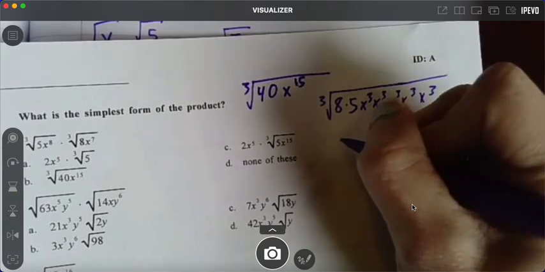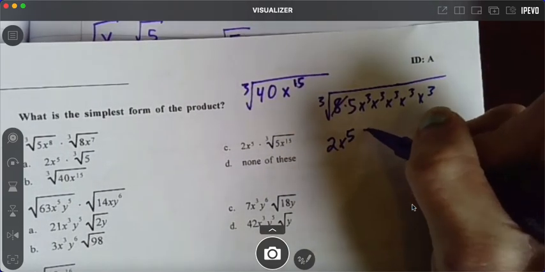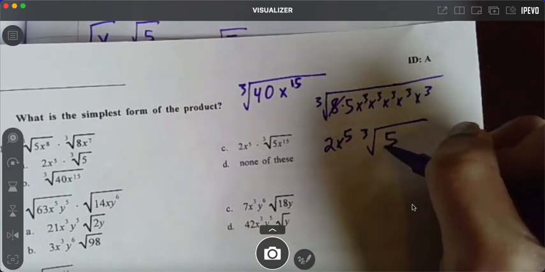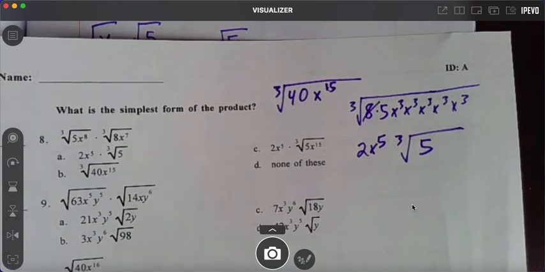So what's the cube root of 8? 2. Okay, and then I said I had 5 of those x's. And what's left over underneath? Just 5. There you go. That's your answer. I think y'all are kind of getting the hang of this. It's the same thing over and over again, right?